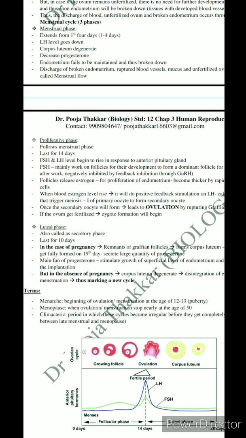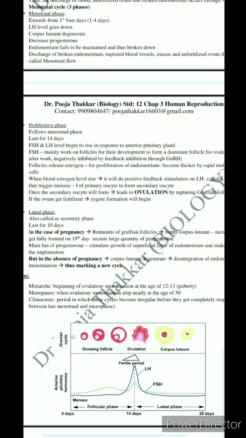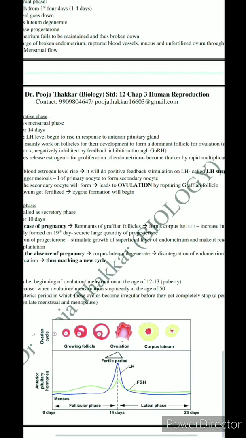The next term will be the climacteric period. This is the period in which these cycles become irregular just before they get completely stopped. So it is the phase between menarche and menopause. You can say this climacteric period will happen in a particular female just before the menopause.